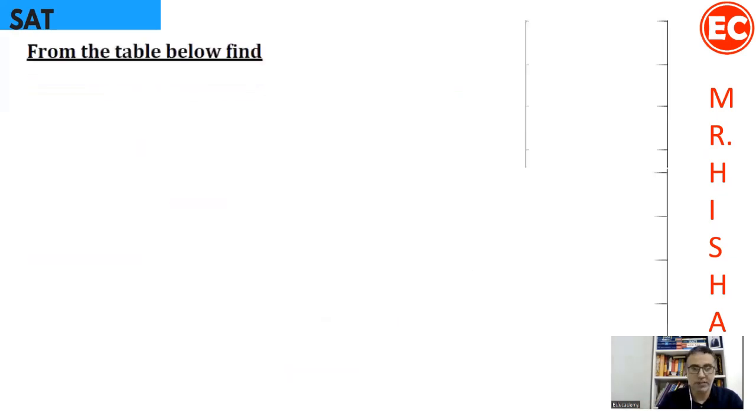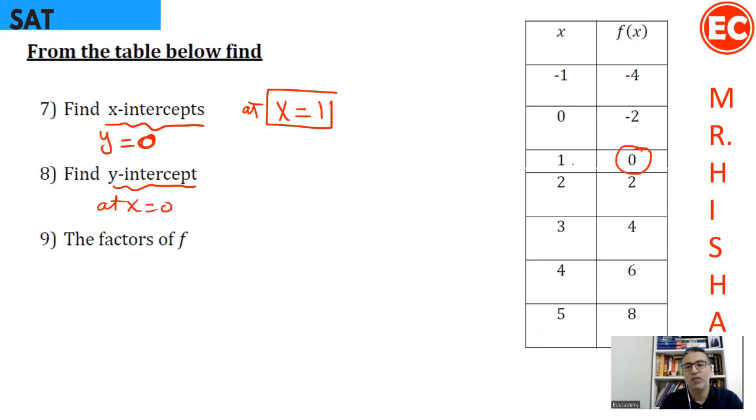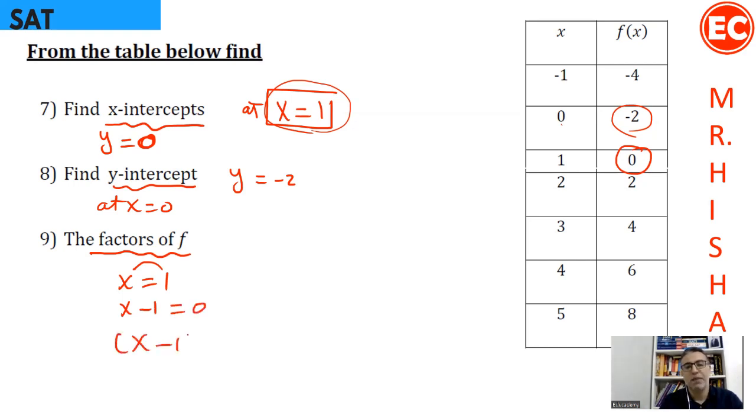Another question on the same table is to find the x-intercepts. If you remember, we said that the x-intercept is where y is equal to 0. I have 1 value, so at x equal to 1. The y-intercept is at x equal to 0, and I have only one value, negative 2, so at y equal to negative 2. What are the factors of f? We said that for factors, I rewrite x equal to 1 by moving 1 inside, so I write x minus 1. So x minus 1 is a factor of the function.